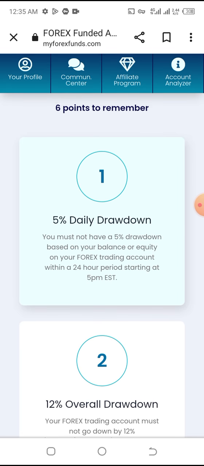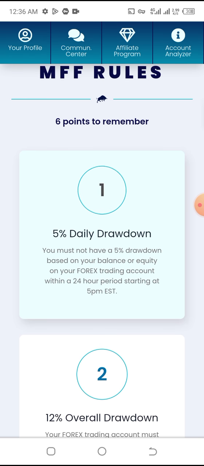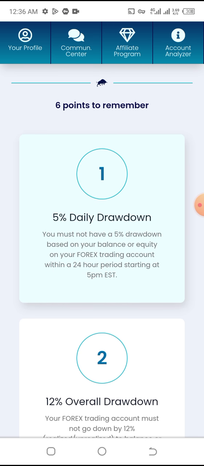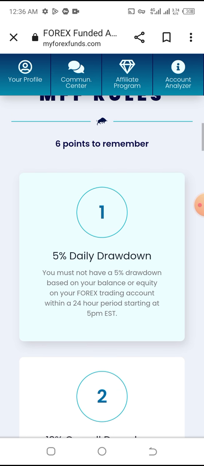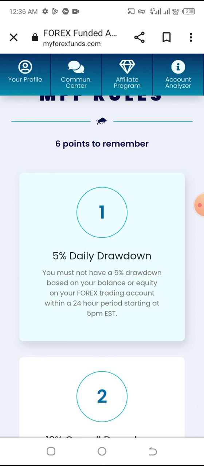It does not mean that only when you've closed a loss of 5% of the account that you bought. No, even if you're having a trade running at a loss of 5%, you've already exposed your account to a 5% loss, so you would have failed the challenge. So for you to remain in this challenge, you're not supposed to make a daily loss of 5%, or your account should not run in a loss of 5%. You understand that?